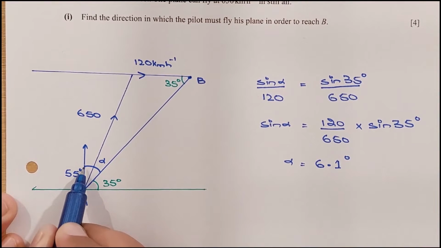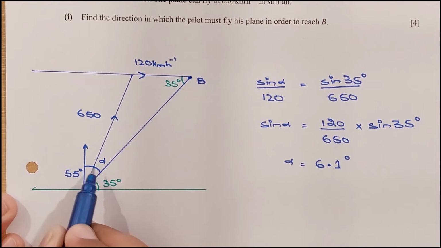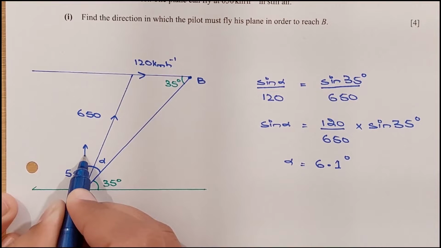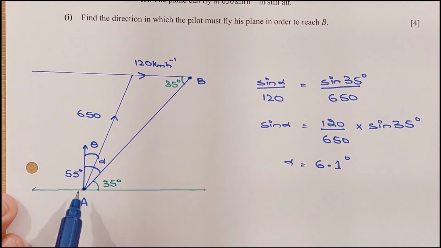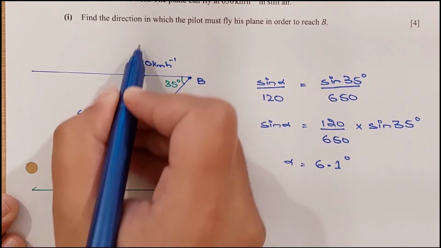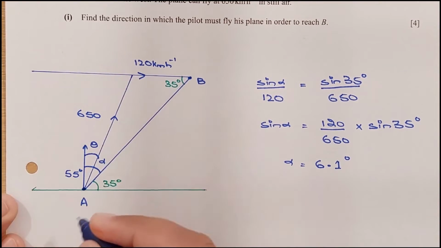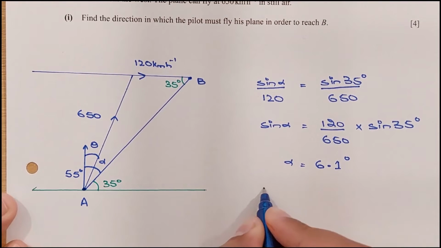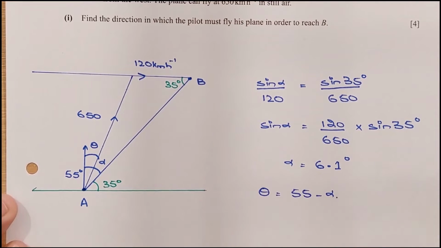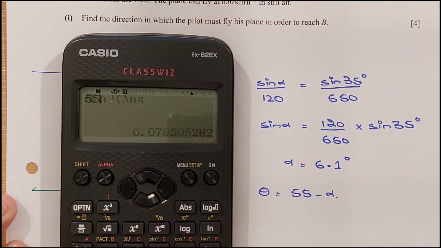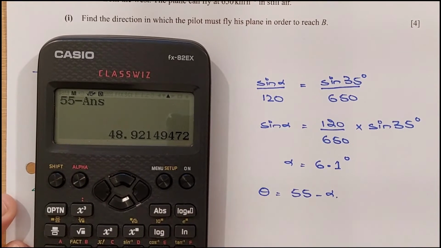As we know, this whole angle is 55 and this is alpha, so we have to find this angle theta, which is the direction in which the pilot must fly the plane in order to reach B, in still air, and this is the direction for air, right? So how can we find angle theta? Theta is 55 subtract alpha, right? So we do 55 minus the answer. This is 48.9 degrees, or if I round it, this angle is 49 degrees, right?